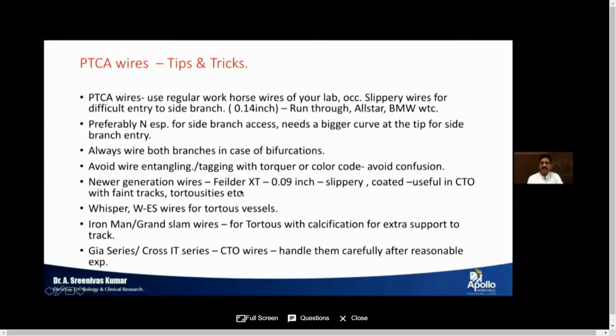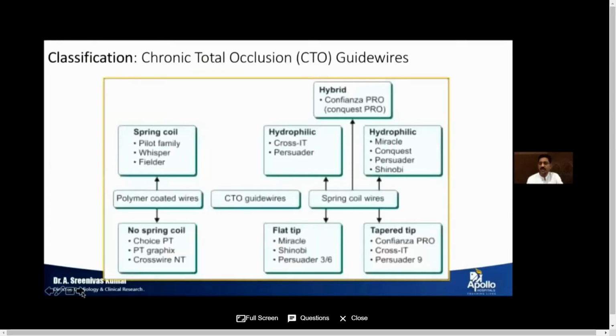New generations like Fielder XT, which have a 0.09 inch slippery coating, are very useful in a significant number of CTO patients because where there is a strain track which takes this, and later on the tortuosities are also negotiated better. But at the same time, with a whisper type of wire, you need to have better support. The whisper extra support wires have come. But especially in tortuous anatomies and calcifications, where you need extra support to deliver the material, you need to either have a buddy wire technique or take Iron Man or Grand Slam type of wires. And the CTO wires are basically Gaia series and CrossFit series of wires. Handle them carefully, and you should use them after reasonable experience.